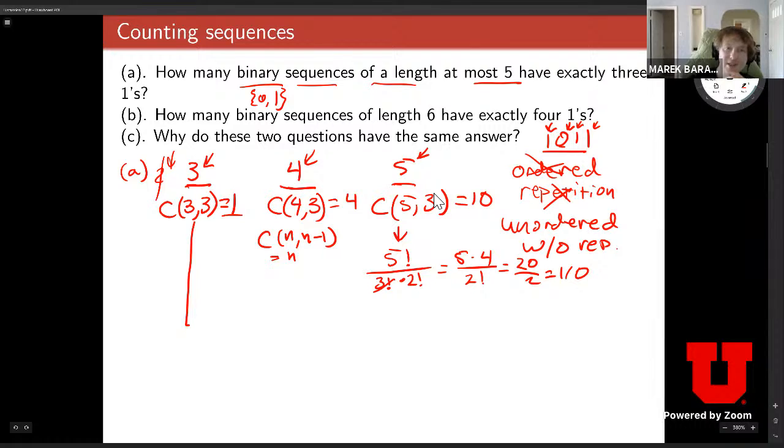Now, from these three, we need to think: are these completely disjoint? Because we have three cases, we're trying to use the sum rule. We look at them and think, no, a string of length 3 is never a string of length 4, so these have to be distinct things. So we can just do the sum rule without any overlap. We get 10 plus 4 plus 1, which is equal to 15. Any questions on that?